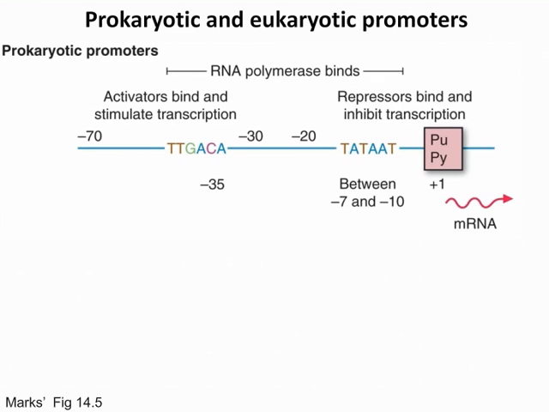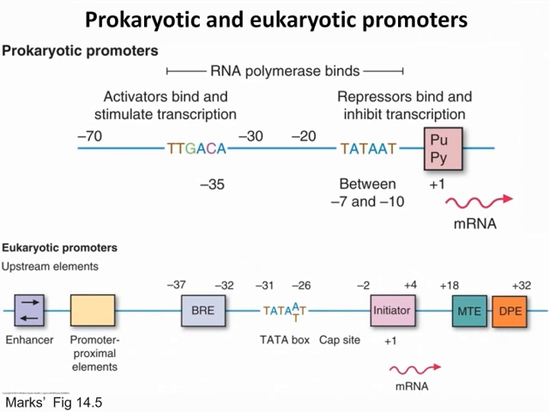So here's a picture of the prokaryotic and eukaryotic promoters. At the top we have a prokaryotic promoter. So notice the TATA box, that's going to be in your promoter region, and that's where RNA polymerase will bind. There's also activators, which stimulate transcription, and repressors that inhibit transcription.